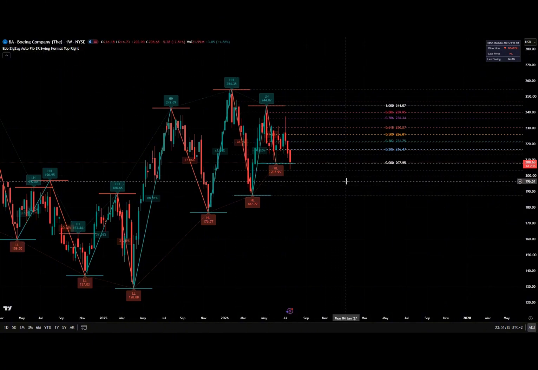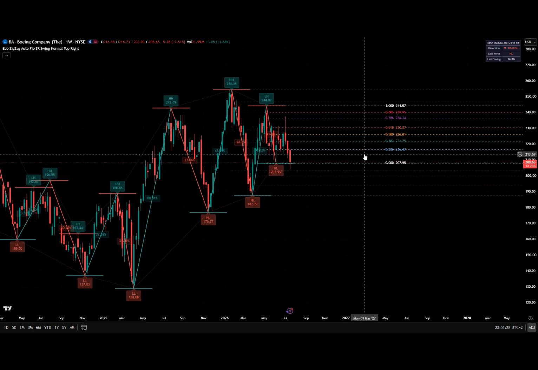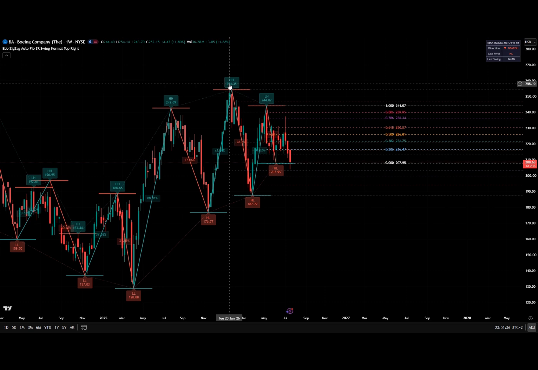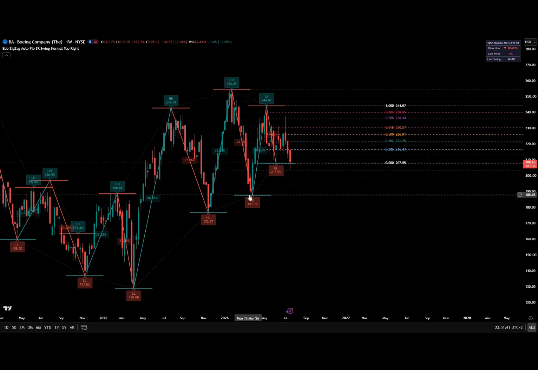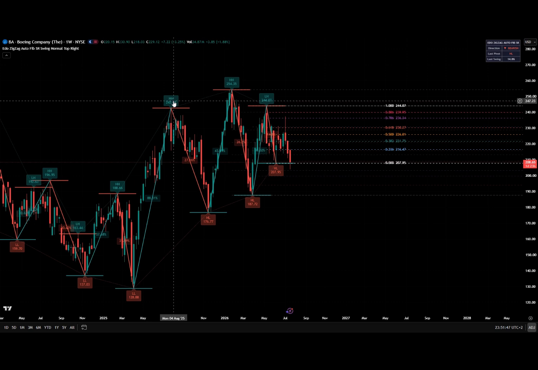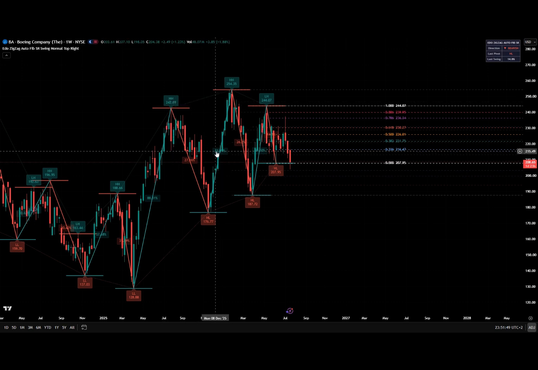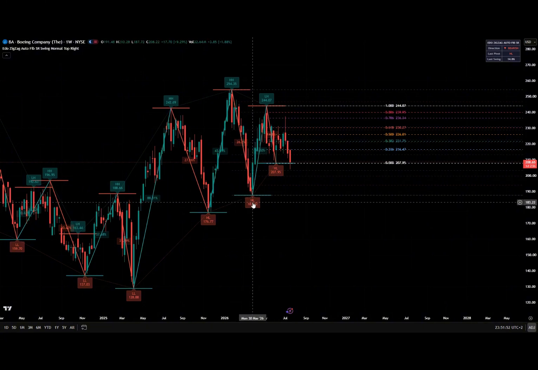ZigZag is one of the oldest tools in technical analysis, and one of the worst implemented. Most versions redraw, or depend on a percentage nobody ever calibrates. This one confirms every pivot with a fixed delay, and once a pivot is printed, it never moves again. On that skeleton it adds the things you would normally draw by hand: swing labels, automatic Fibonacci levels, and support and resistance marks. On Boeing Weekly you get the whole picture at a glance: the highs, the lows, the size of every swing, and the levels the market has respected.